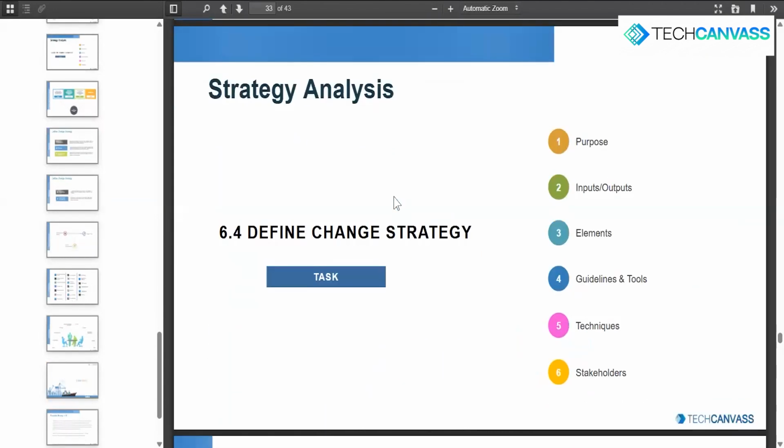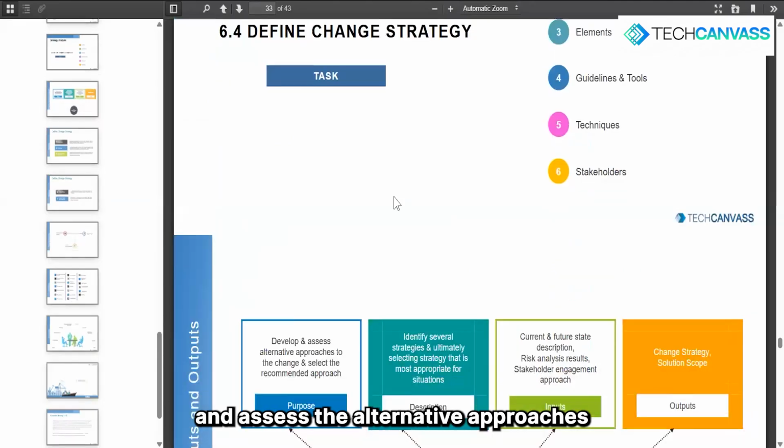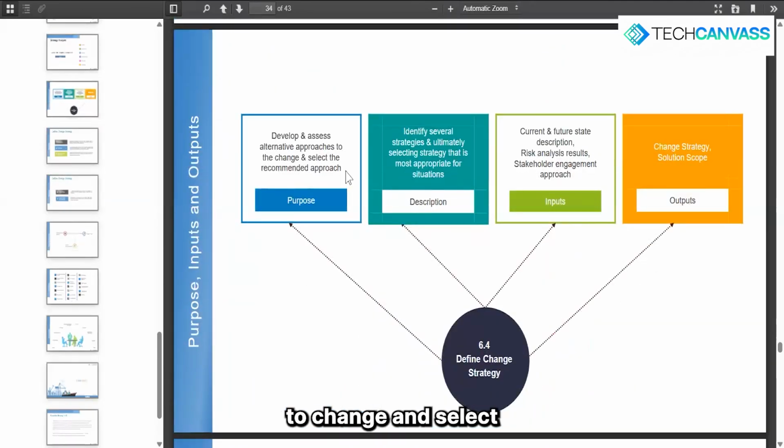Finally, we'll talk about defining the change strategy. The purpose is to develop and assess the alternative approaches to change and select the recommended approach. So when we are building the change strategy, think of a business case, a statement of work, some kind of strategic plan that we are building.